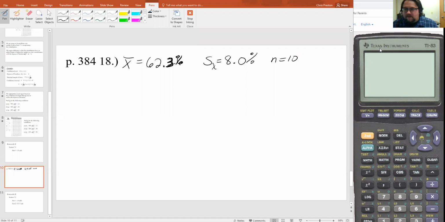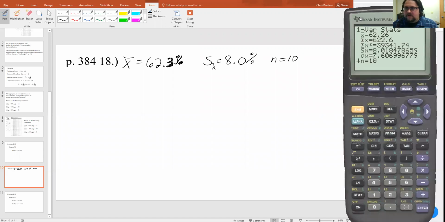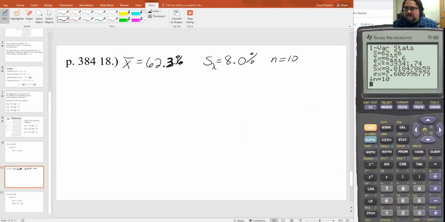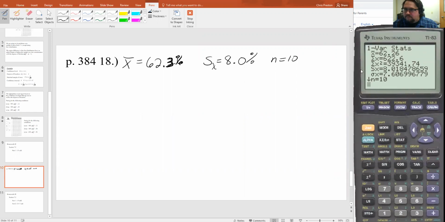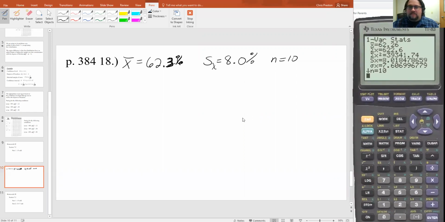Oh, all right. So we did the one variable statistics. We verified the mean and the sample standard deviation, and we got a sample size of 10. That's also another thing we got from that. I mean, we could count them, but it does it for us. Another thing we can get is the degrees of freedom. Since I know the sample size, it's one less than that. My degrees of freedom is 9.